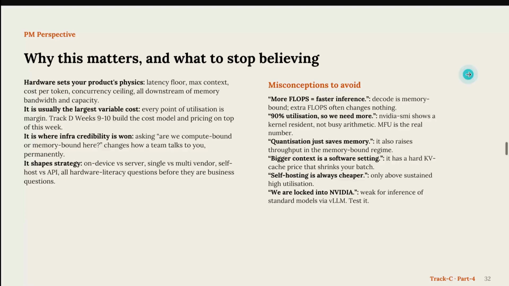And that brings us to the interesting PM perspective session, because here we understand, hey, why is this required for a product manager to understand? Yeah, and any misconceptions that we might need to avoid. We need to remember that as a PM, these are hardware sets or products' physics. Yeah, the latency floor, max context per token, the concurrency ceiling, all downstream of memory bandwidth and capacity. From HBM to GPU, whatever happens beyond that, everything sets the product's limitations.